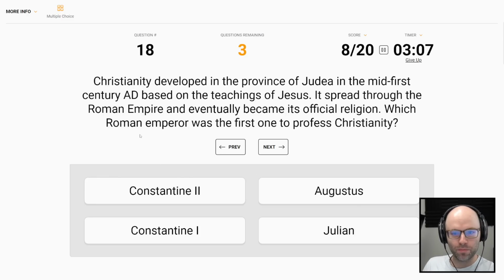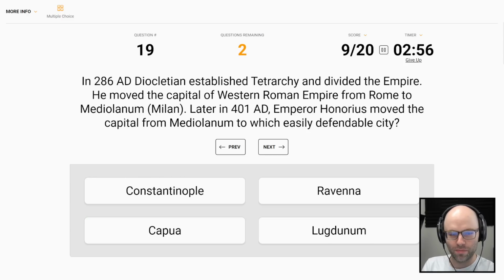Christianity developed in the province of Judea in the mid-1st century. It spread through the Roman Empire and became its official religion. The first one to profess Christianity was Constantine I. He could do it! One more!